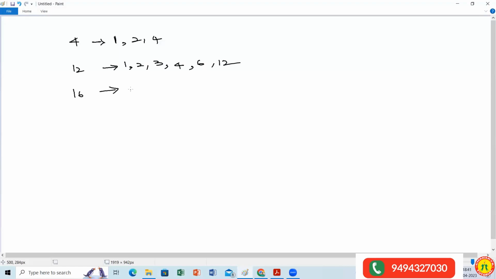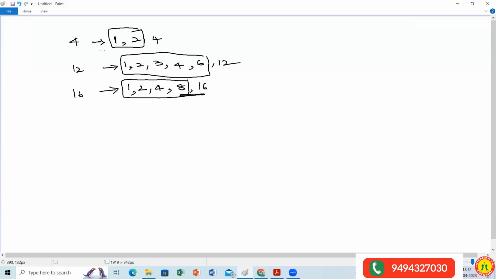The factors of 16 are 1, 2, 4, 8, 16. If you want to find a logic, children, immediately after 8, what is the next highest? You can see there is a set. This is one set. You can find one small logic from this.